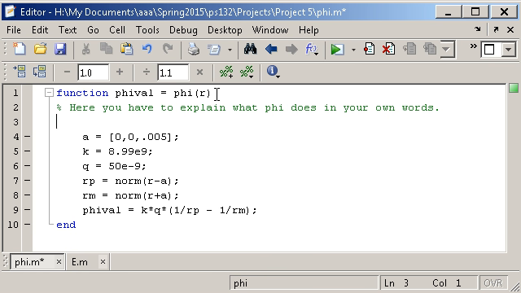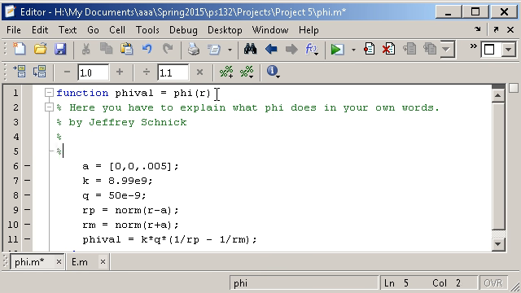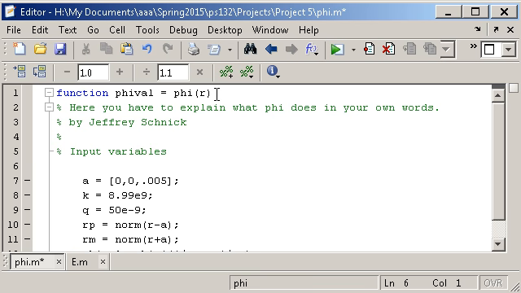And then I'm always afraid I'll forget to put my name on there, so by Jeffrey Schneck. Don't forget that. You guys have been perfect at that so far. And then a little space there, and input variables. Okay, this is kind of important on this one because you can't tell just by looking at it. R is an array.